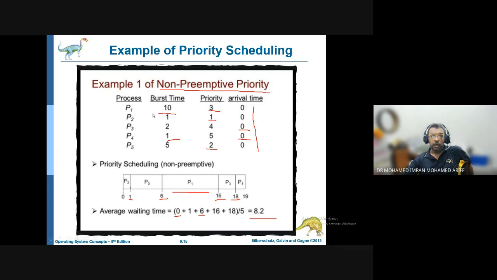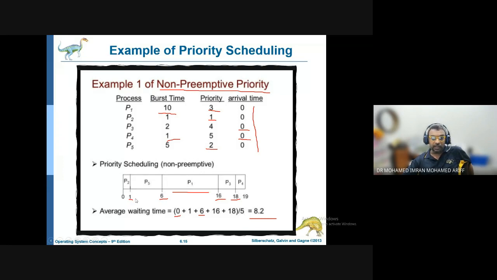So since all of these processes come at the same time, they will be processed like this. P2 comes in at time 0 and immediately gets processed. Its burst time is 1. Again, what is burst time? Burst time is the processing time. So it processes until 1.